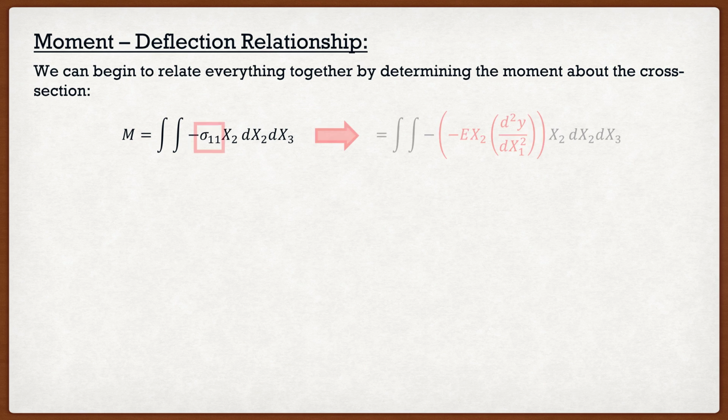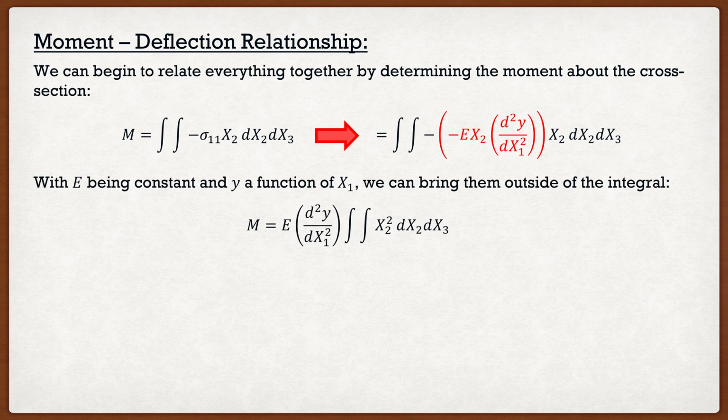Now we say, all right, if we look at sigma 1 on the previous slide, we figured out that sigma 1 is equal to negative E times x2 times the second derivative of our deflection function. And we can also realize that we're integrating over the cross section, so we're integrating with respect to x2 and with respect to x3. The Young's modulus E is not a function of x2 or x3, therefore that's going to be constant. Our deflection function, which is y, we said is a function of x1. Therefore, that's also not going to change over the integral. So we can bring those two outside of the integral because they're constants. Therefore, M is equal to E, the Young's modulus, times the second derivative of our deflection function, times the double integral of x2 squared with respect to dx2 and dx3.